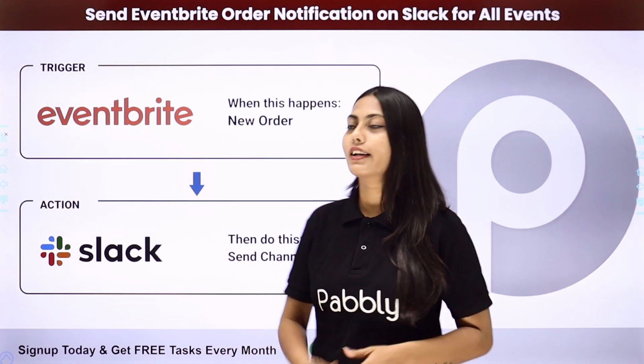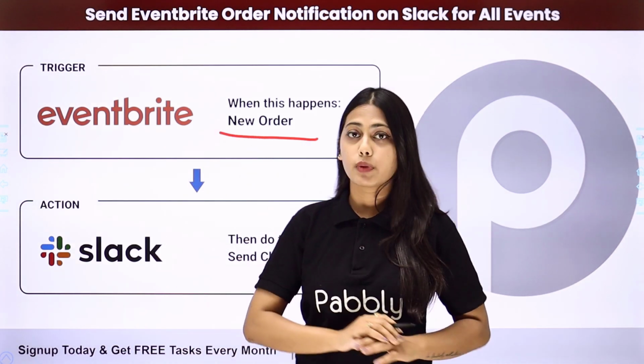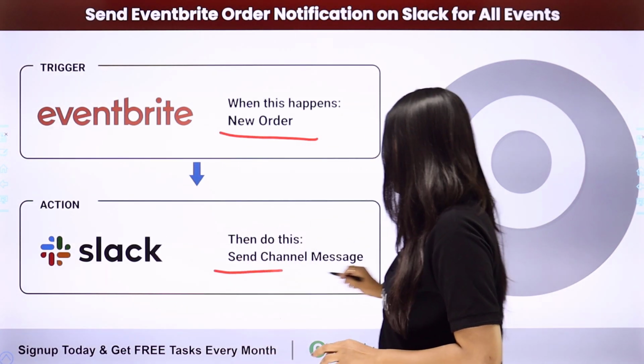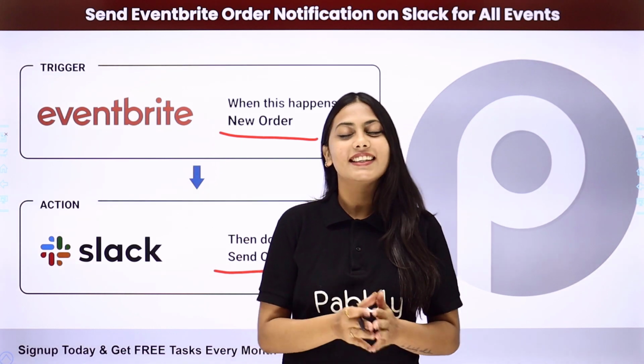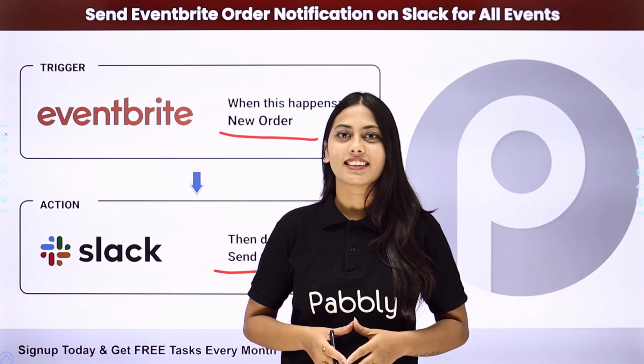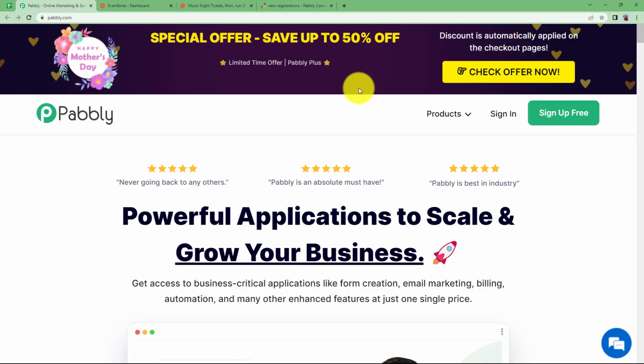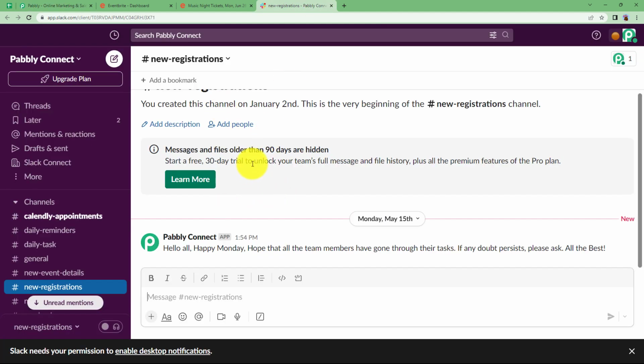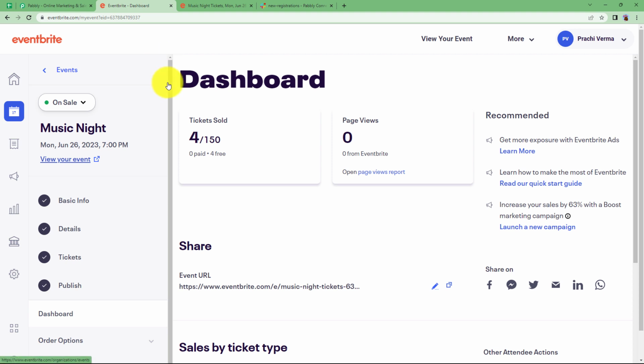In this automation, our trigger will be the new order in Eventbrite and our action will be to send a channel message on our Slack channel. Let us learn how to do that. So in this video, we are going to learn how you can send channel messages on Slack, on any specific channel that you have created, as a notification about a new order created for an event in Eventbrite.